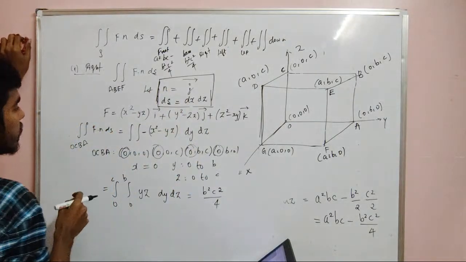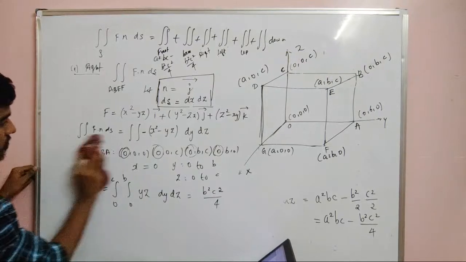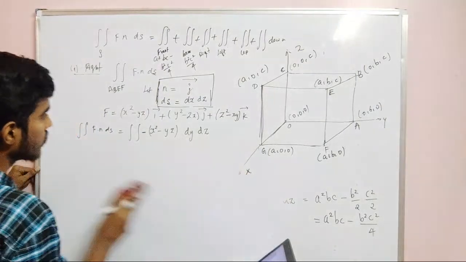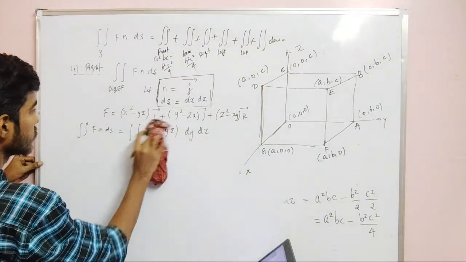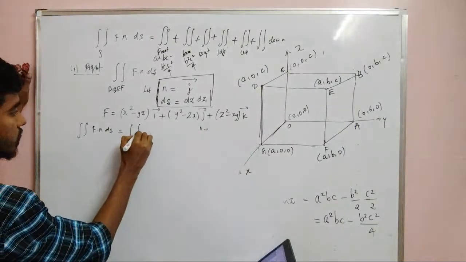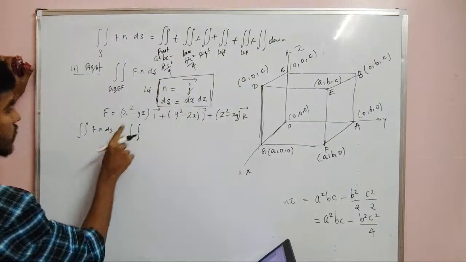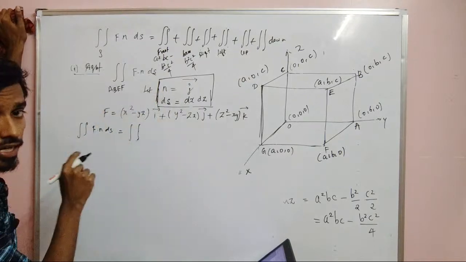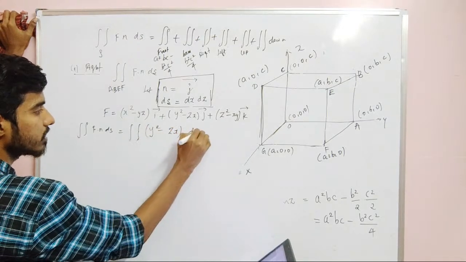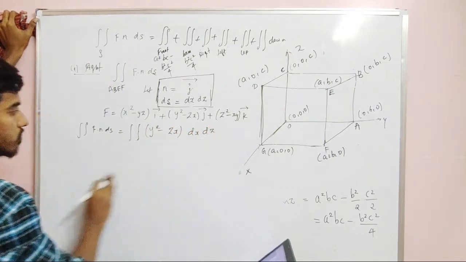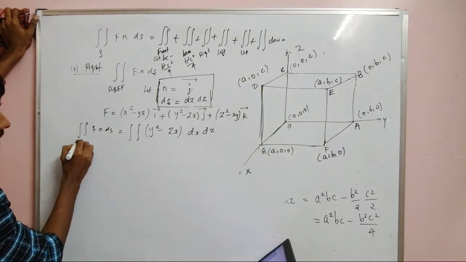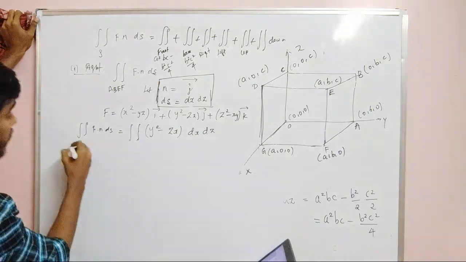So what will be my f dot n ds? f dot n ds will be, f is this and our n is j now, so this will be y square minus zx dx dz. Now we need to find the limits. So what is the right hand side? Right hand side is A, B, E, F.